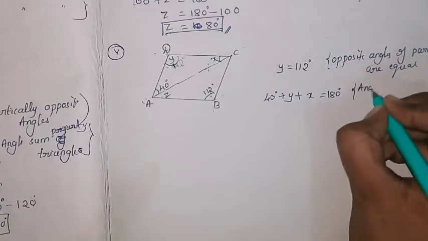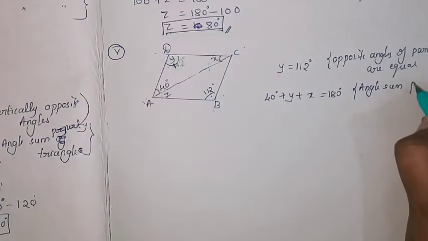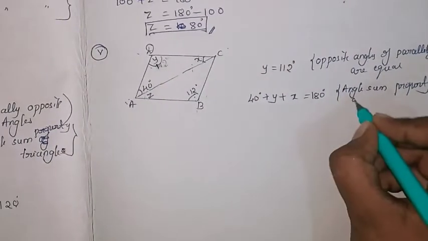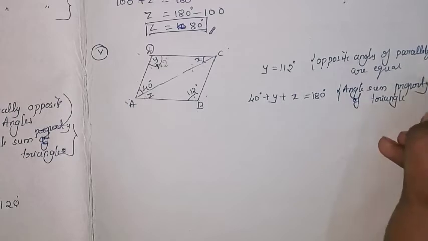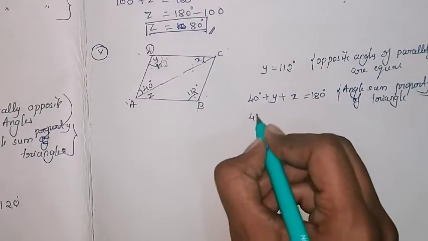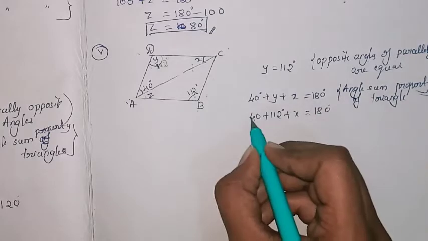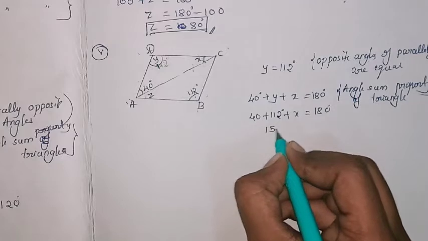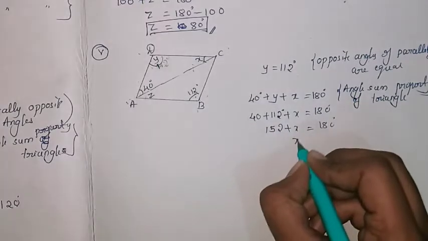On the basis of the angle sum property of a triangle. So here, for the y value, we know 40 plus 112 plus x is equal to 180. So 40 plus 112 is 152. So 152 plus x is equal to 180 degrees. From that we have to find the x value.